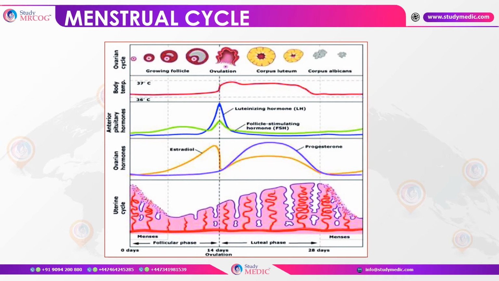Coming to the uterine cycle, just after menstruation, which corresponds to the follicular phase, the endometrium is growing in the proliferative phase, and next we have the luteal phase, which corresponds to the action of progesterone. So secretion takes place and spiraling of the arterioles is noted.